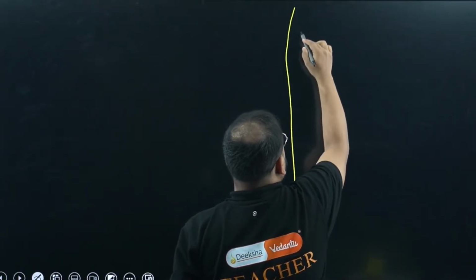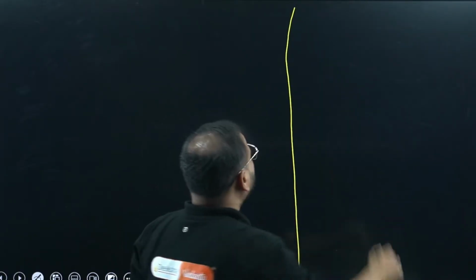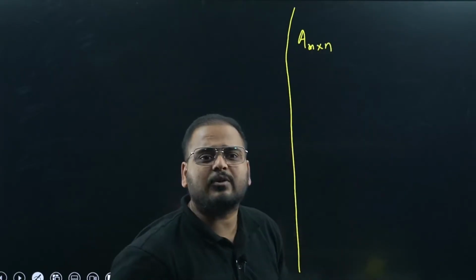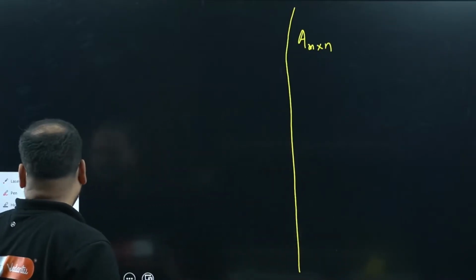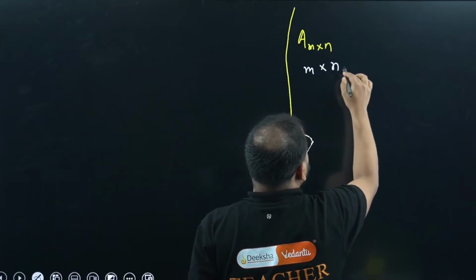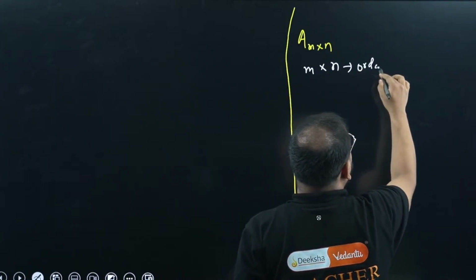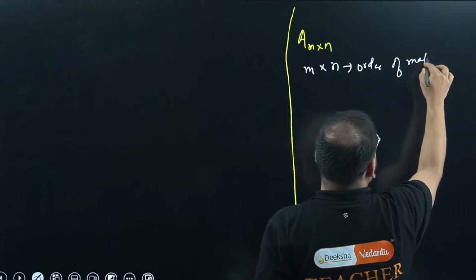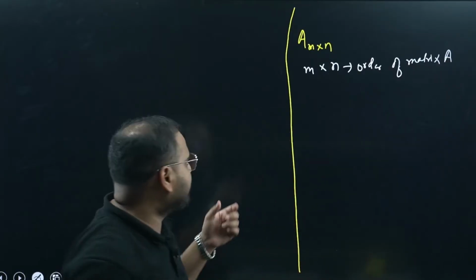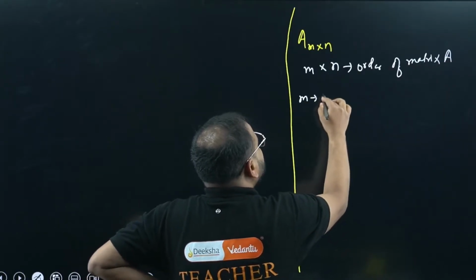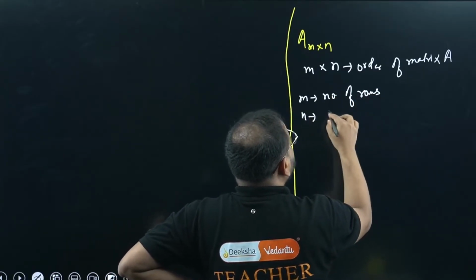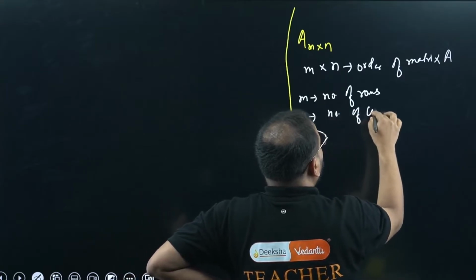m cross n. So before understanding that, let's see. I have written a matrix like this, m cross n. So before writing the matrix, let's understand what is m cross n. Okay, very simple definition. I know every one of you knows that. So m cross n is called the order of matrix, in this case matrix A. It means the number of rows comes first, where m represents the number of rows, and n represents the number of columns.